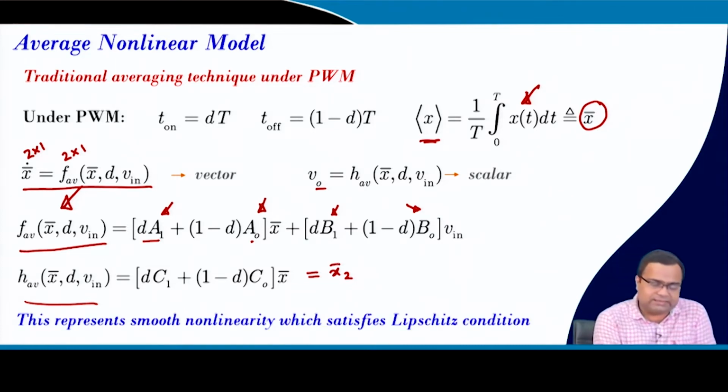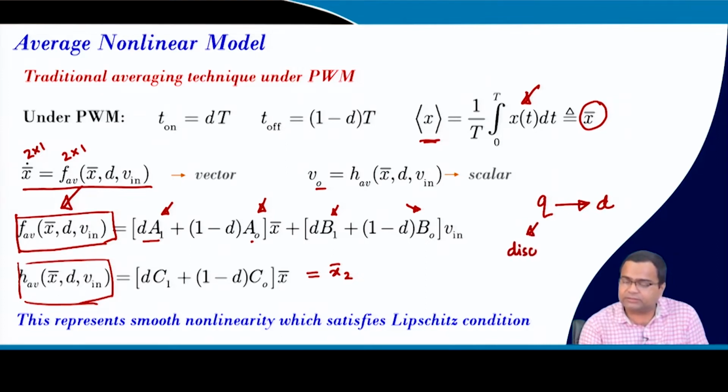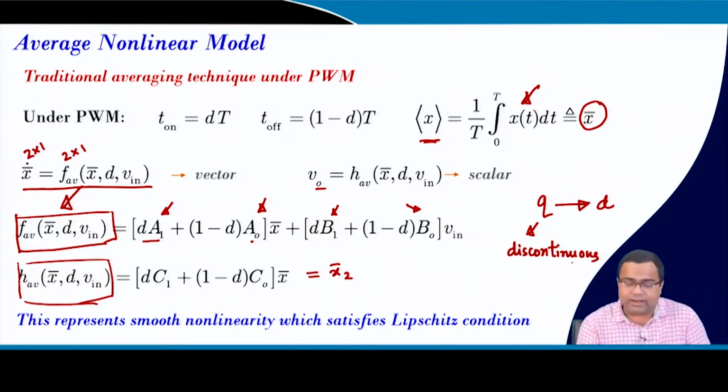Now, if we see this f average, that means this vector function as well as this scalar output function, they are basically smooth functions because we have replaced the actual gate signal q by d. You see, with the original switch model, q was discontinuous because it is switching, either on or off. But when we take the average, this discontinuous function is replaced by a continuous function.